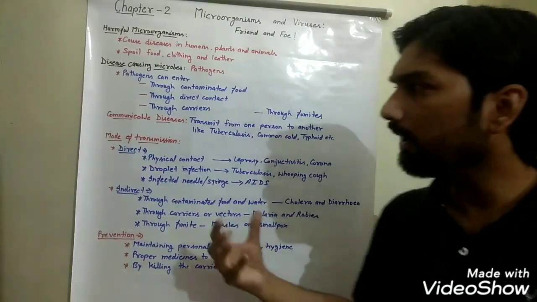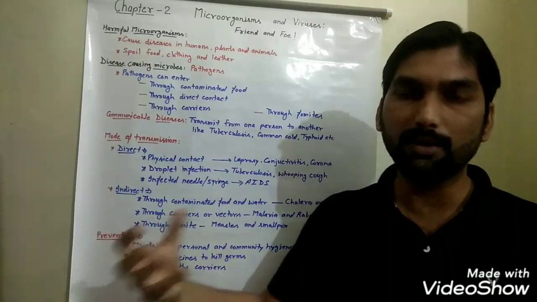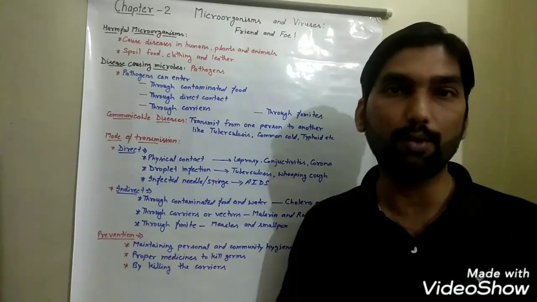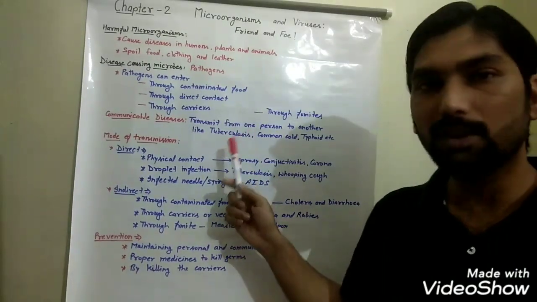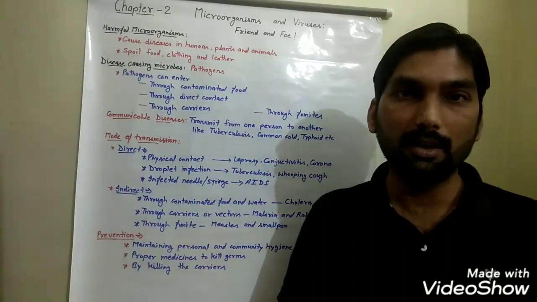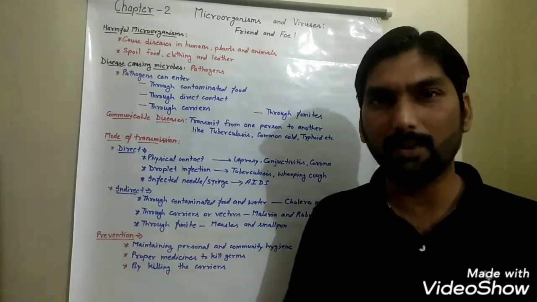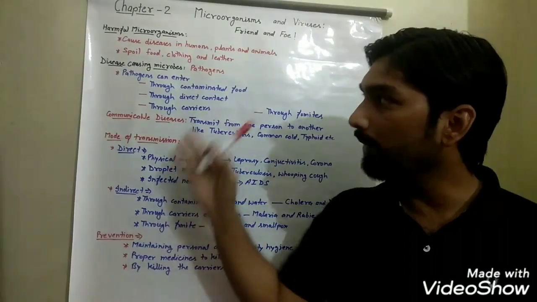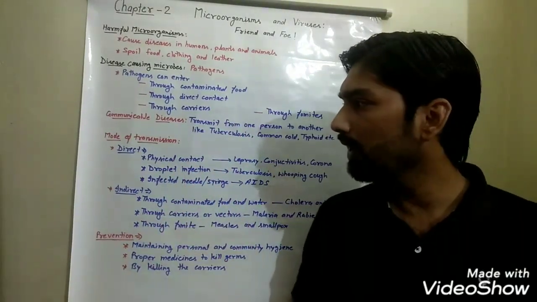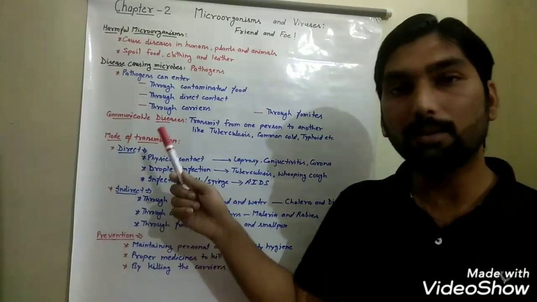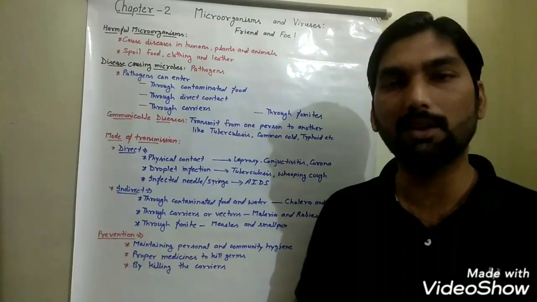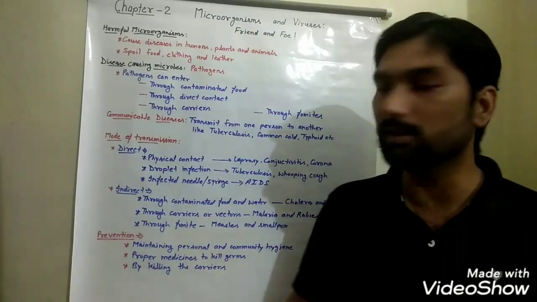So they can transmit from one person to another, and a few examples of such diseases in human beings are tuberculosis, common cold, typhoid, malaria, cholera, diarrhea, and so on. A number of diseases are caused in our body by many microorganisms, so we will discuss them later in the chapter. The next topic is the mode of transmission of these diseases. How do these diseases infect a healthy person?